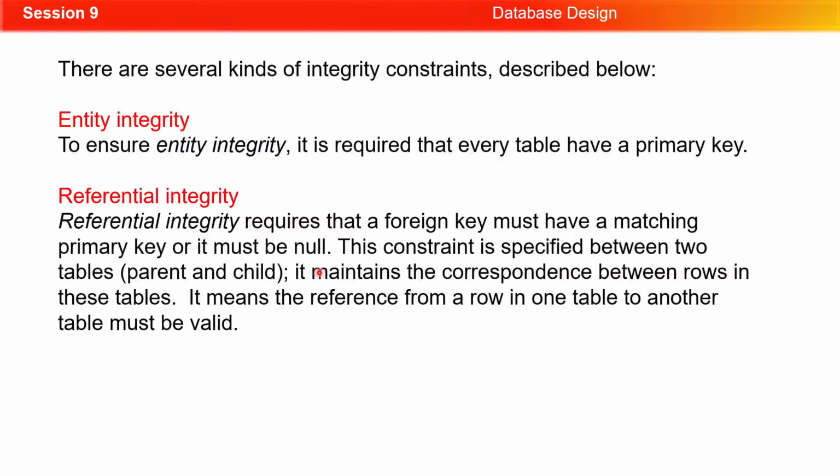And then there's referential integrity, and that requires that a foreign key must have a matching primary key, or it must be null. This constraint is specified between two tables, parent and child, and it maintains the correspondence between the rows in these tables. It means the reference from the row in one table to another must be valid.